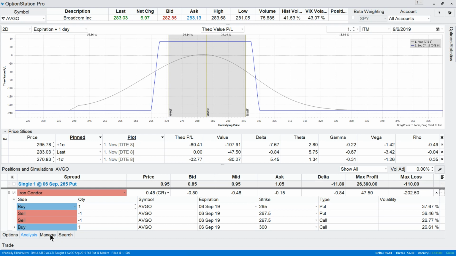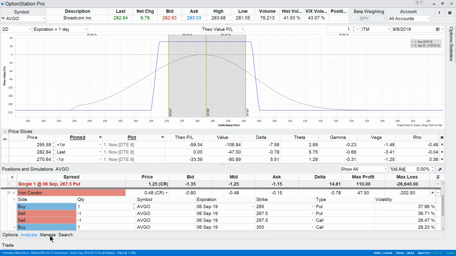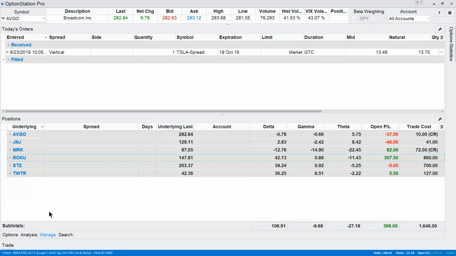And that's it. Okay. So in my case, I am in. I just did the trade. I did it with one contract, okay? Everyone here will be doing it with a different size, of course. So I got AVGO, okay?